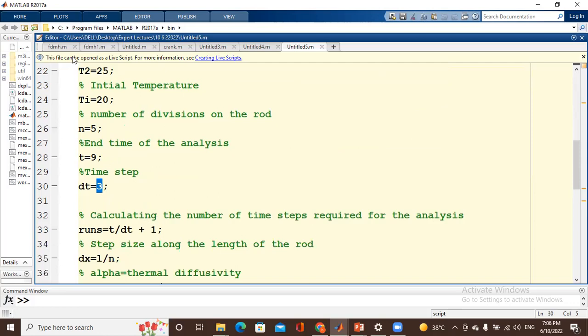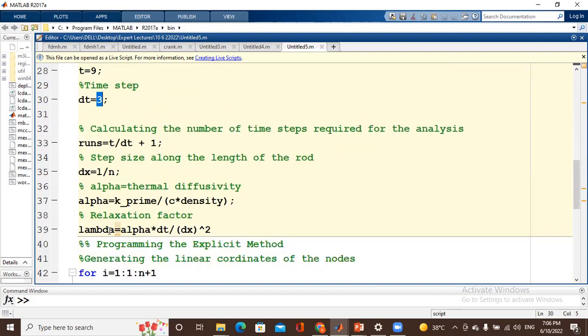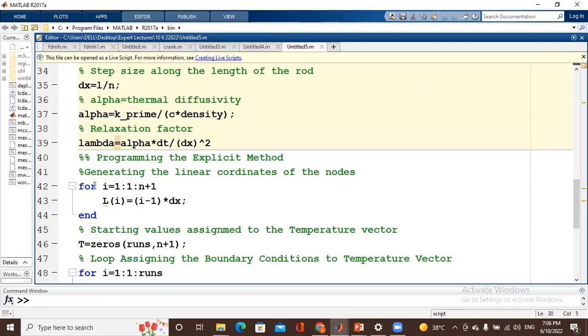Now the same problem we discussed earlier. So we define dx and lambda. Lambda means r. For this particular example, we know that del u by del t is equal to lambda times del square u by del x square. This is the standard one dimension heat equation. So lambda is alpha into dt by dx square. How to find the alpha? Alpha is k upon c into density. All the values are given. Then we get lambda. We define the coordinate of the node.